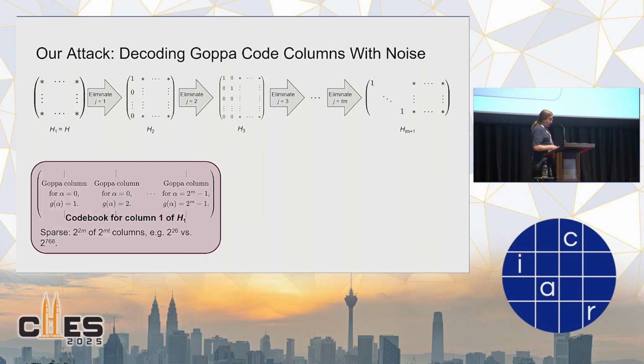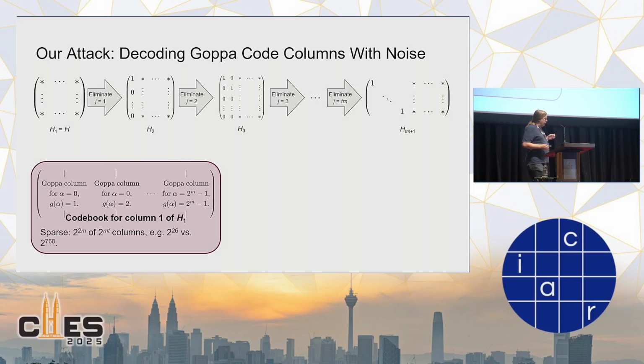What we use is that we observe that every column only depends on two values in F. So we take all the possible columns of the first column. This is basically all possibilities for alpha and all possibilities for g(alpha). So that is only 2 to the power of 2m, a little bit less because g(alpha) cannot be 0. And then we have a codebook, and then we can use this codebook to correct errors in our side channel of the first column.